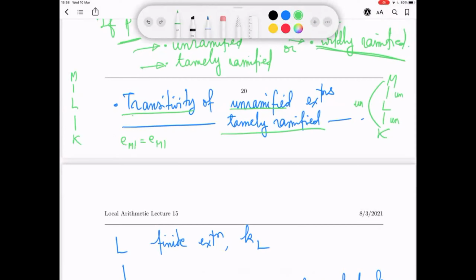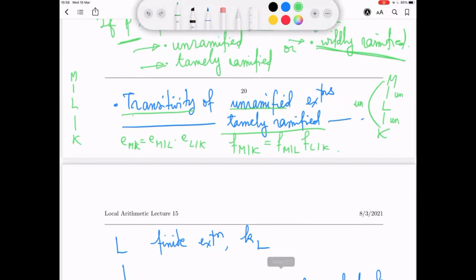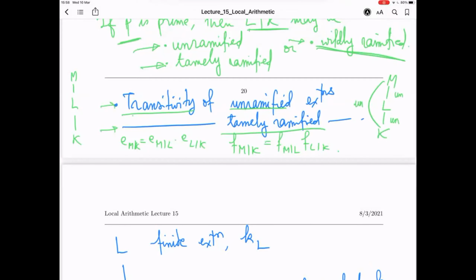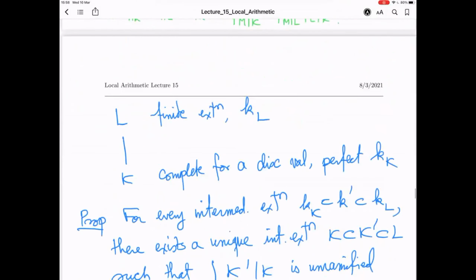E_{M/K} is equal to E_{M/L} times E_{L/K}. And similarly, F_{M/K} is equal to F_{M/L} times F_{L/K}. So these two things imply these statements. Okay.